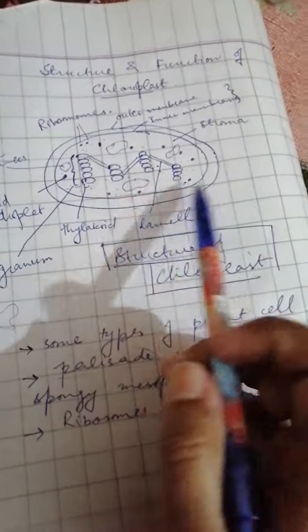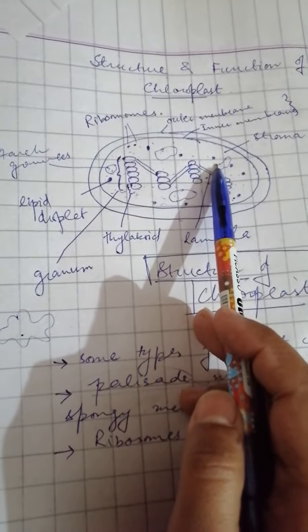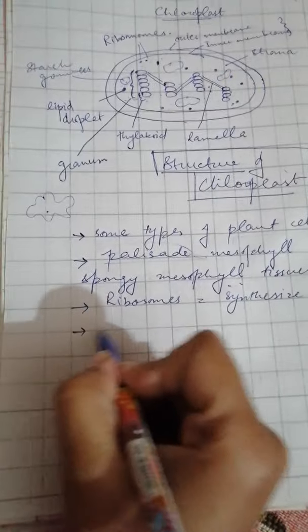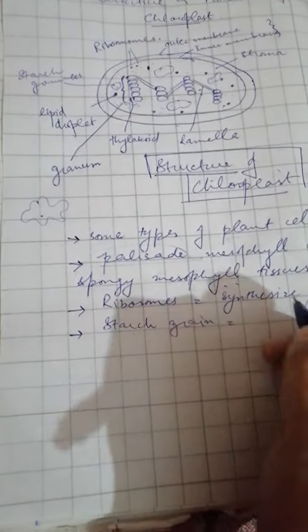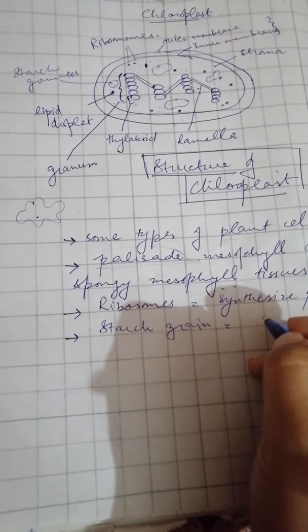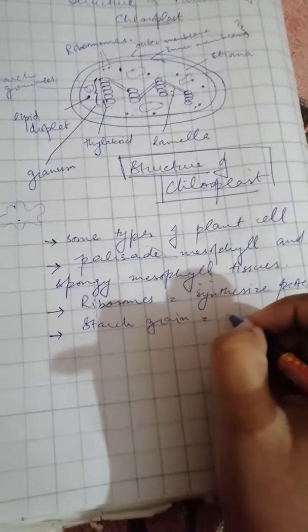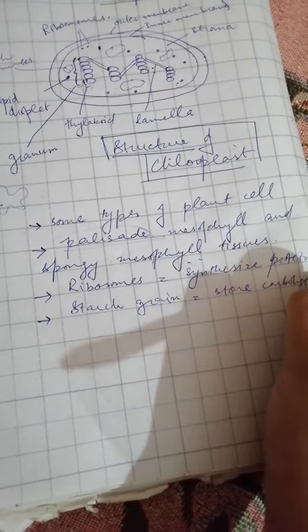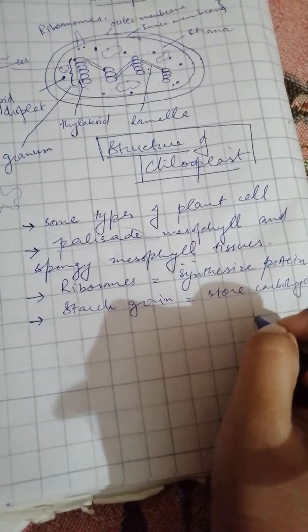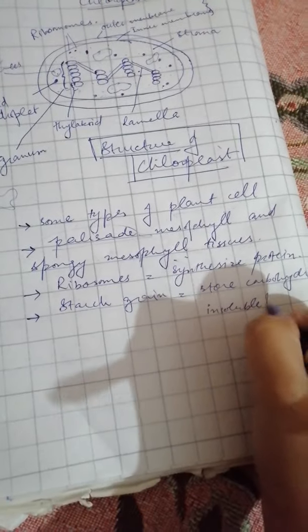The stroma also contains starch grains, and the function of these starch grains is that they will store some of the carbohydrates that are made, and they will store them in the insoluble form.